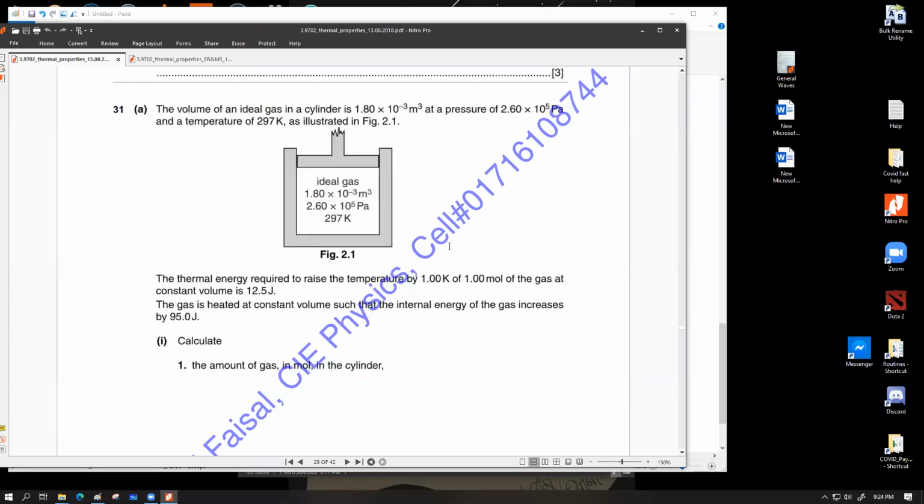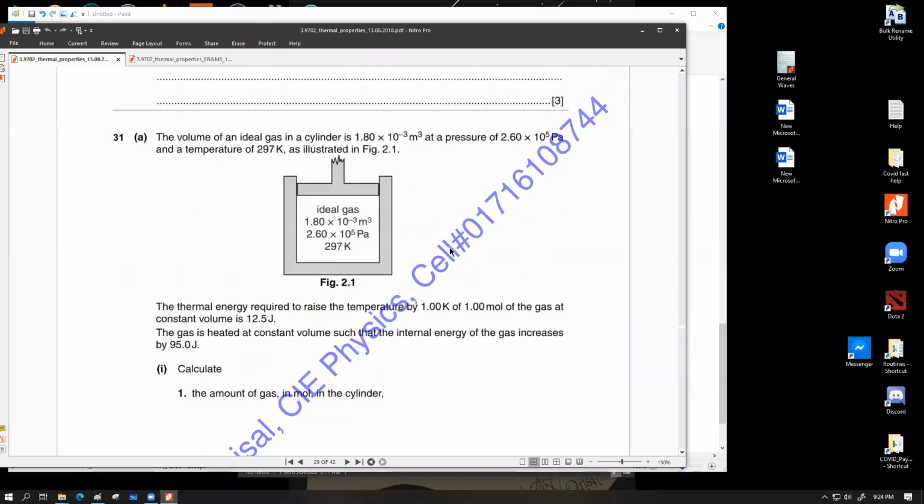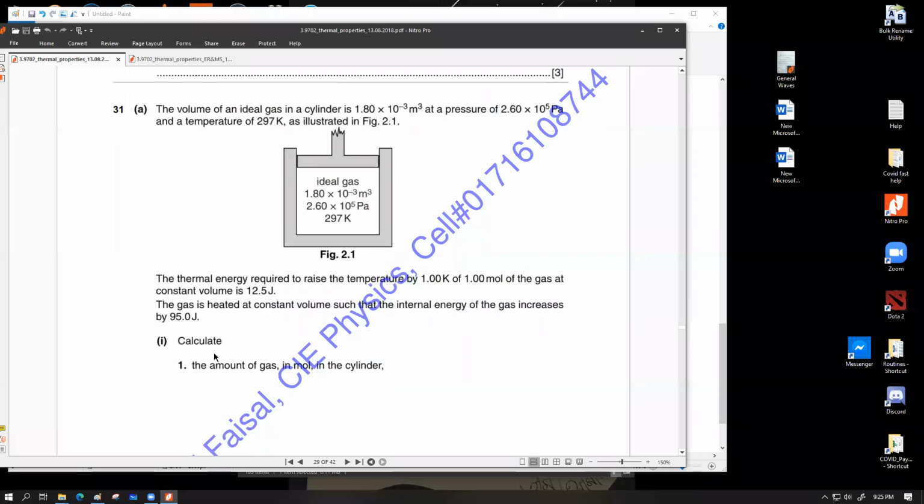স্যার 31 বি এর মার্ক স্কিমটা একটু কনফিউজিং, যদি একটু দেখতেন। Question দেখতেছি. The volume of an ideal gas in a cylinder is 1.8 × 10^-3 meter cube at a pressure of 2.60 × 10^5 pascal. Temperature of 297 Kelvin as suggested in figure 2.1. The thermal energy required to raise the temperature by 1 Kelvin of 1 mole of the gas at constant volume is 12.5 joule. The gas is heated at constant volume such that the internal energy of the gas increases by 95 joule. Calculate the amount of gas in mole in the cylinder.